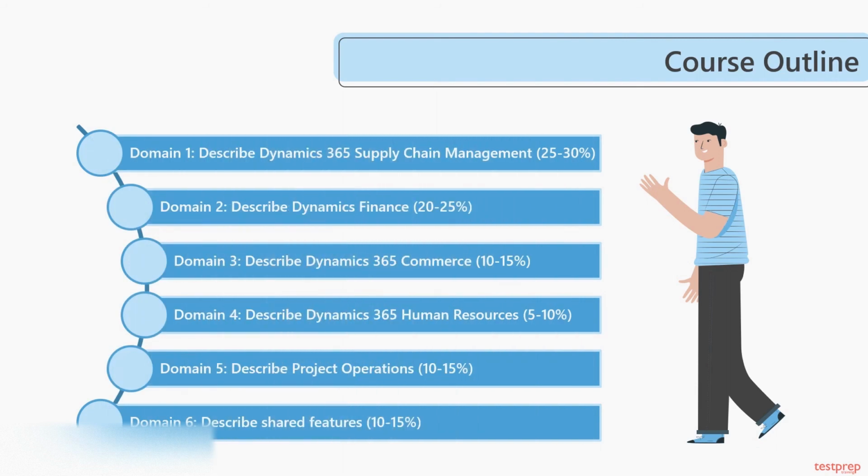Domain 1, describe Dynamics 365 Supply Chain Management, which comprises 25 to 30% weightage in the exam. Domain 2, describe Dynamics Finance, which comprises 20 to 25% weightage in the exam. Domain 3, describe Dynamics 365 Commerce, which comprises 10 to 15% weightage in the exam. Domain 4, describe Dynamics 365 Human Resources, which comprises 5 to 10% weightage in the exam. Domain 5, describe Project Operations, which comprises 10 to 15% weightage in the exam. Domain 6, describe Shared Features, which comprises 10 to 15% weightage in the exam.